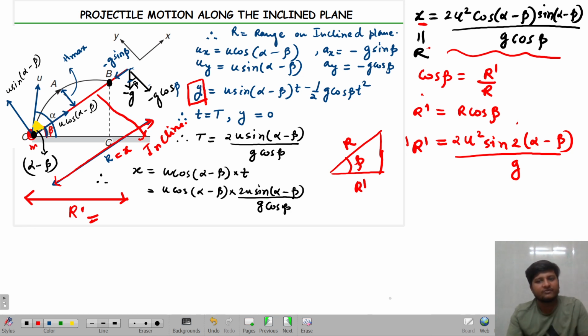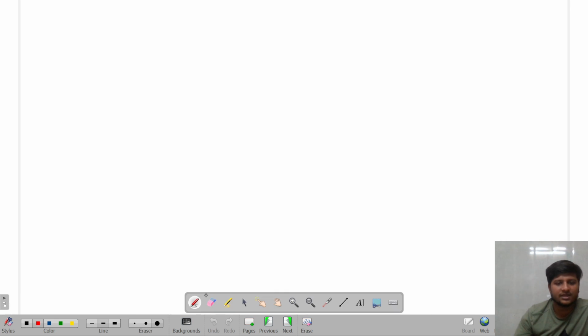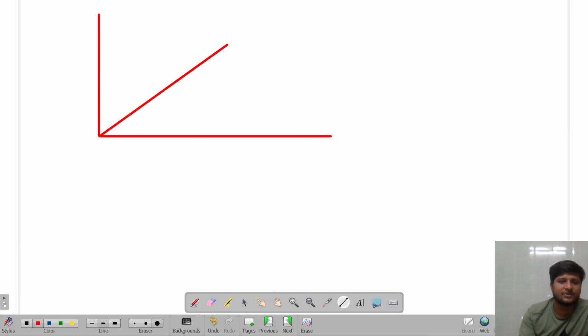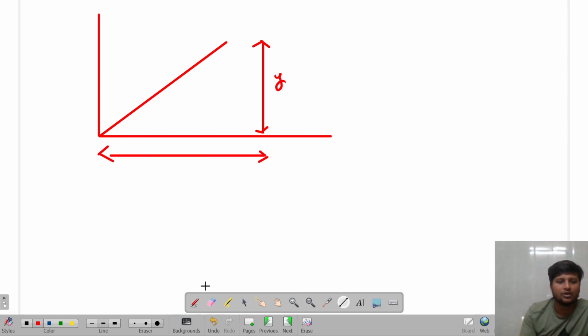If you go to different books, you will get again different answers, got it or not? Hitesh, Anush, are you with me or not? In many books, especially some different books, they will consider this as y. Actually this is correct also, that I consider this as my y axis and this as my x axis. Yes or no?